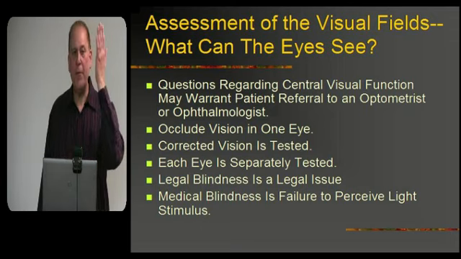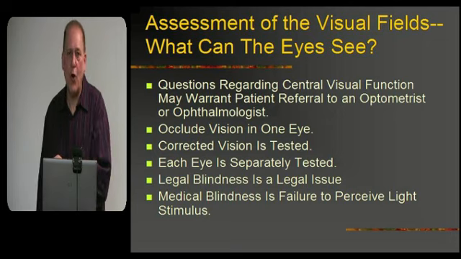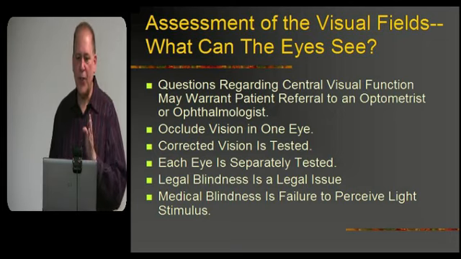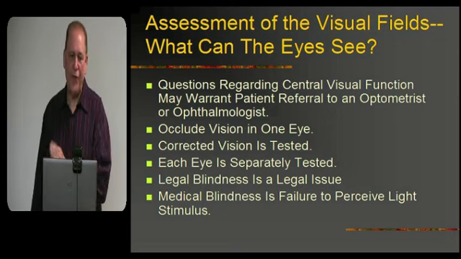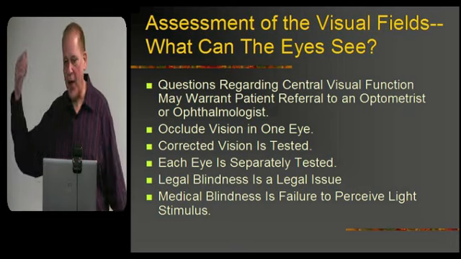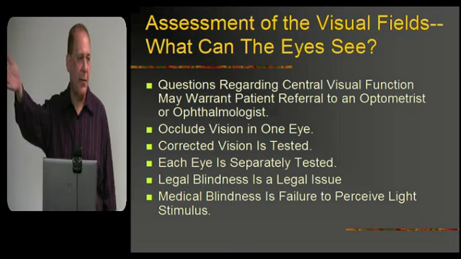So 20/20 means that your vision is exactly the same as a normal person. 20/200 means that a person can see at 200 feet what you can see at 20. So you've got terrible eyes if someone else can be 10 times further away and read the same line.